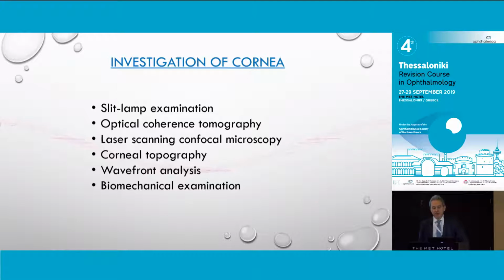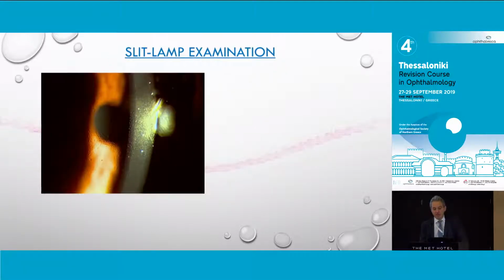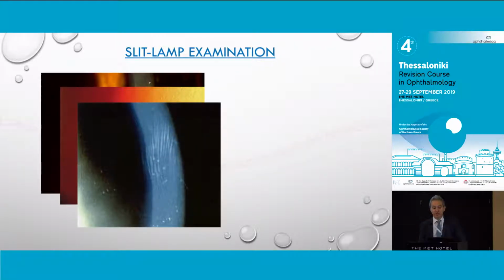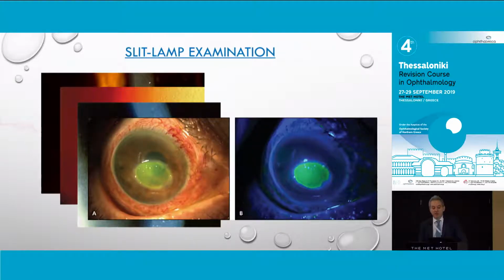Now, coming to the investigation of the cornea, the basis of any corneal examination is, of course, the slit lamp examination, providing an overview of corneal endothelium, such as here, where you can see the guttae in Fuchs dystrophy, but also in corneal epithelium. You can observe these intraepithelial cysts in Meesmann corneal dystrophy, but also evaluate the stroma. You can see here the Vogt striae in a keratoconus patient. And of course, the ocular surface, you have this fluorescein positive corneal ulcer.